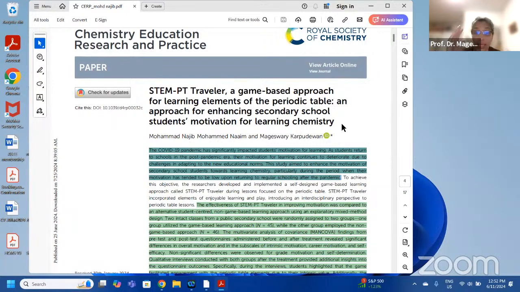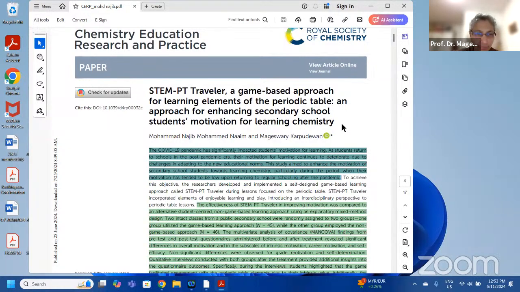So this is one of my master's students' work. What the student did was develop a board game, and that game was used for teaching periodic table, jadwal berkala, in school. And then we measured how the game actually improved students' motivation. The name of the game is STEM PT Traveler. The game is used to teach the lessons on the periodic table, and then we measure how students' motivation improves. Now, these are the things you have to remember: STEM PT Traveler is a game, it is used for the lesson on the periodic table, and it is used to improve motivation. Okay, three things.